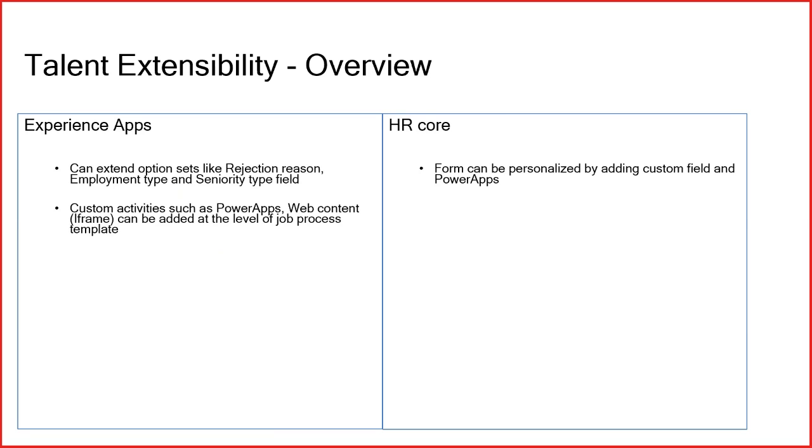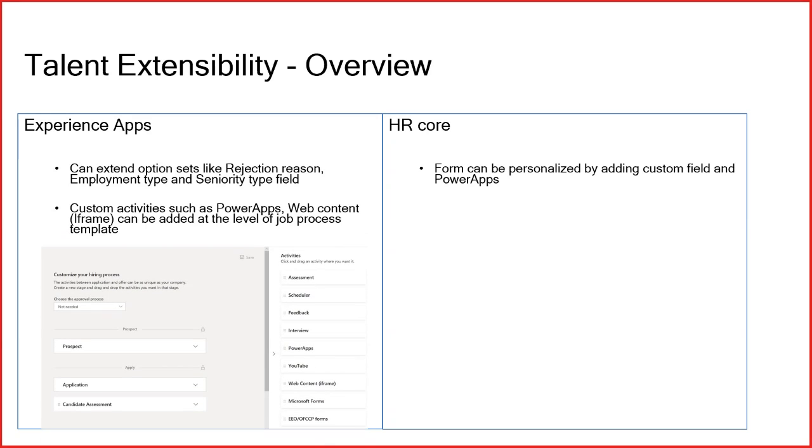We have an extensive roadmap coming up for experience apps in terms of how you can extend different fields, customize the job profile, and customize the candidate application as well. When you are creating a job template, this is a screen that most of you might have seen, where you have the custom activities like PowerApps, YouTube, and web content, which help you embed these activities at the time of job template creation, so that you can embed PowerApps as well as YouTube and web content iframe. Through the course of the presentation, we will see how to embed a PowerApp using these activities.